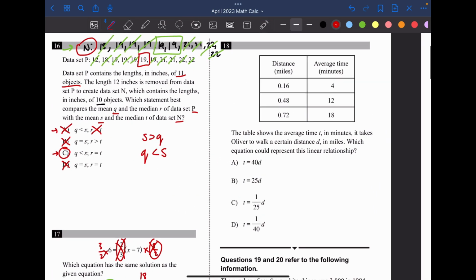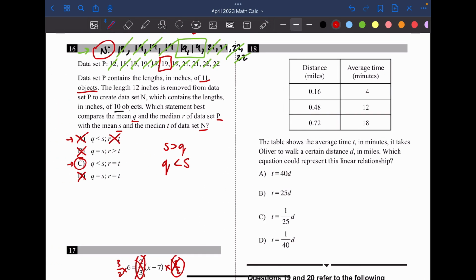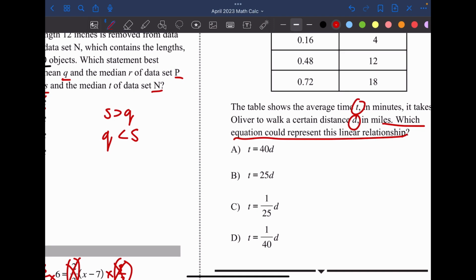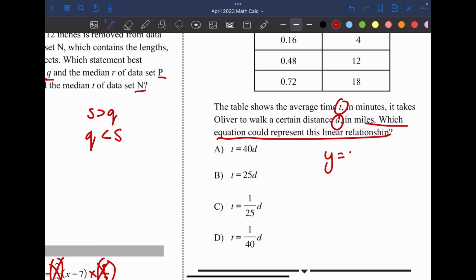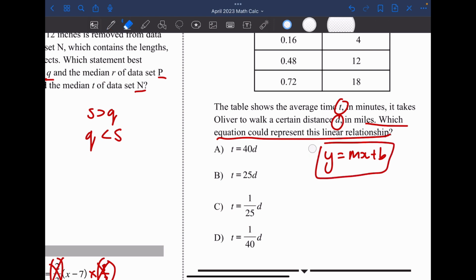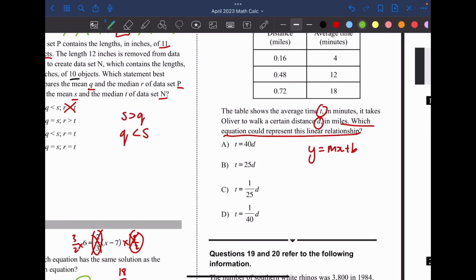Question number 18. The table shows the average time t in minutes it takes Olivier to walk a certain distance d in miles. Which equation could represent this linear relationship? Okay, so first we know that it's linear, and we want to find out the average time. I mean, we already have the average time. We want to find out the equation of the average time and average distance being covered together. So we know for any linear line, we're going to have the equation y is equal to mx plus b. When you see the word linear, you have to think of this immediately. They're interlinked. So once again, if you think of one of them, you should obviously think of the other right away.